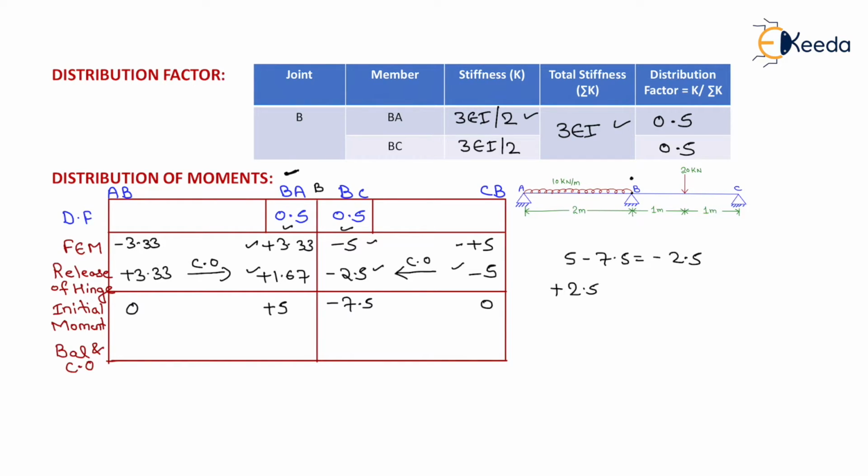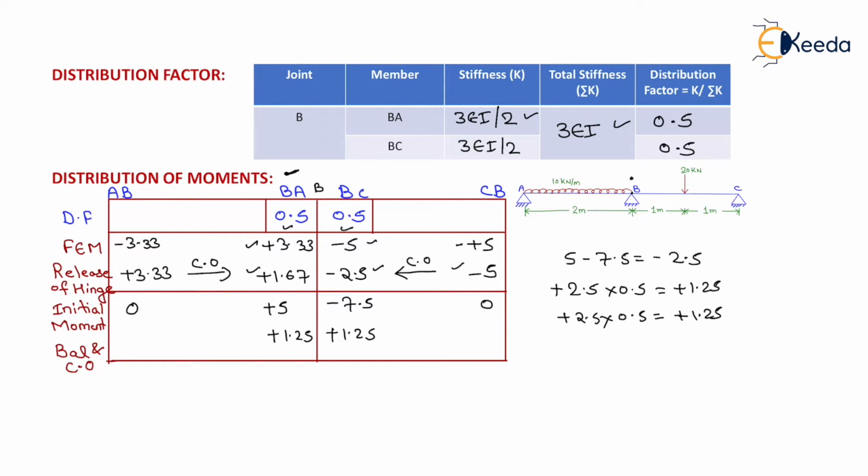So in span BA, the net moment that is transferred to span BA will be equal to the applied moment times the distribution factor of BA, which is 0.5. So this value will be equal to plus 1.25. Similarly for BC, it will be equal to the applied moment times the distribution factor of BC, which is 0.5. So the value will be equal to plus 1.25. So here the balancing moment is plus 1.25 as well as plus 1.25.